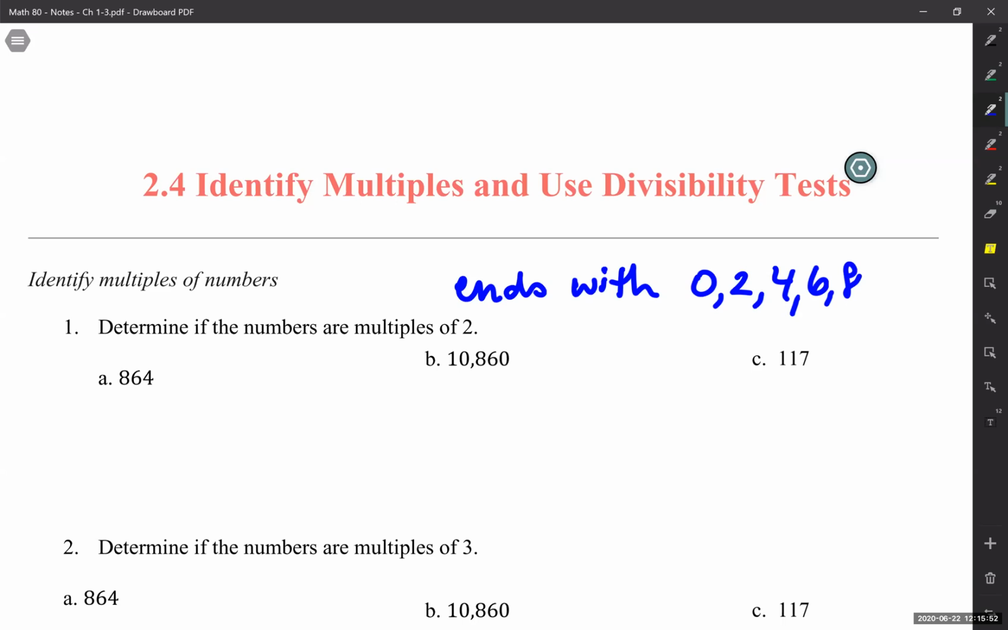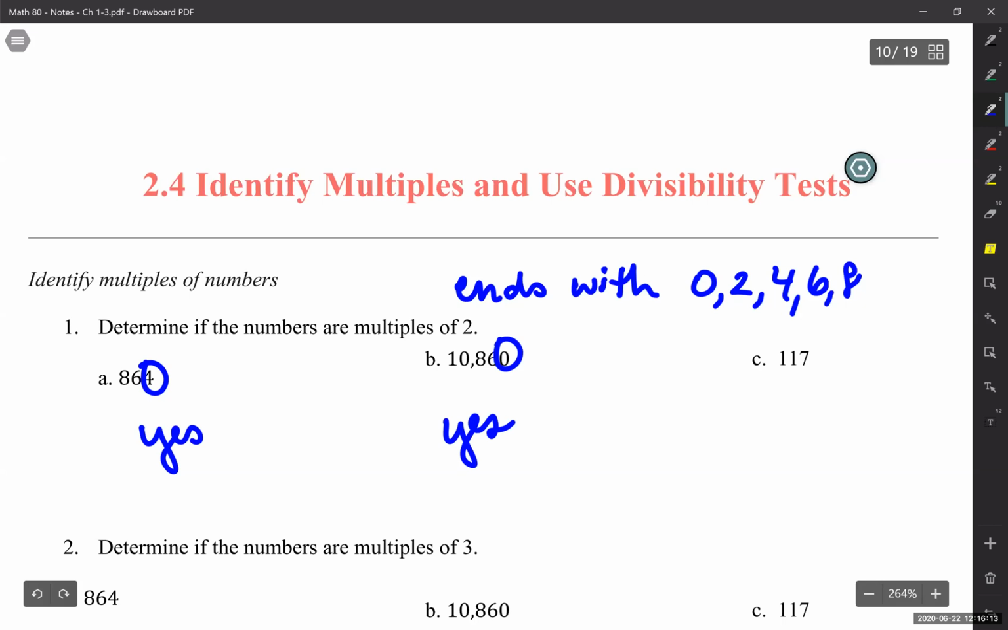These are divisible. I'm using the word multiple here, but because multiplication and division are inverses of each other, they kind of go hand in hand. This is a test to see if I could divide it by 2. And I can always divide multiples of 2 by 2. So ends in 4, so I'm going to say yes. Ends in 0, so it's even. I'm going to say yes. Ends in 7, no. If it ends in 7, it's an odd number, and odd numbers are not multiples of 2. So I wrote out the numbers it needs to end with, but just as a reminder, multiples of 2 are even.